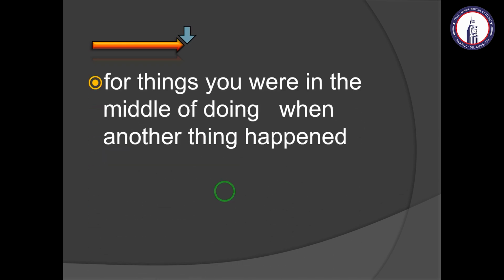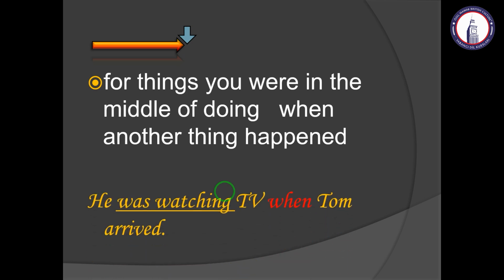So, another usage for past continuous is for things you were in the middle of doing. When another thing happened, you can bring simple past with past continuous in a sentence like this. He was watching TV when Tom arrived. Watching TV had duration. For example, he started watching TV from 3 in the afternoon until 4 in the afternoon. This 1 hour was the duration of watching TV for him. And at that time, during this action, another thing, a simple past, happened and finished. That didn't have duration, like when Tom arrived.